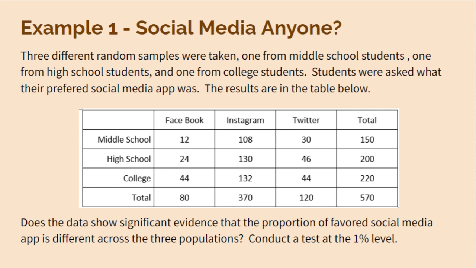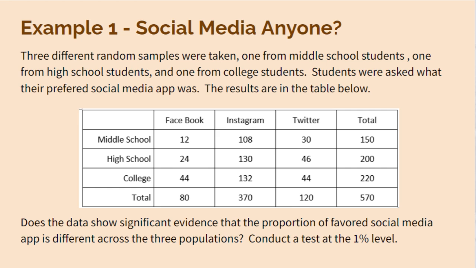So the 3 different social media apps we're looking at were Facebook, Instagram, and Twitter. So again, 2 categorical variables. What is your school age: middle school, high school, college, and what social media app do you prefer? Does the data show significant evidence that the proportions of favored social media app is different across the 3 populations? Conduct a test at the 1% level.